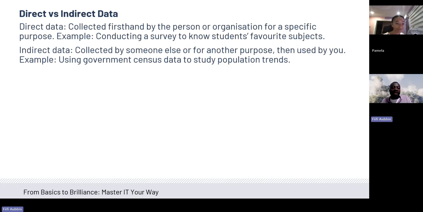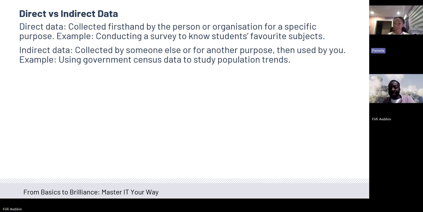Then let's look at direct versus indirect data. Direct data is something you collect firsthand, by the person or organization, for a specific purpose. You mentioned a survey to know students' favorite subject. When you go and collect that data, then it's direct. Anything you do as a person to get that data is direct. Can you explain the indirect? What's the indirect?